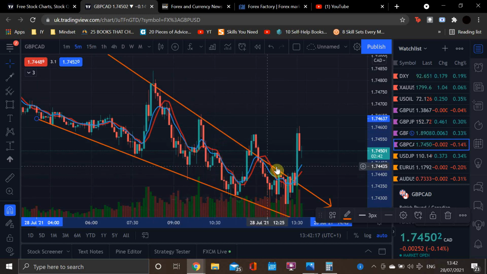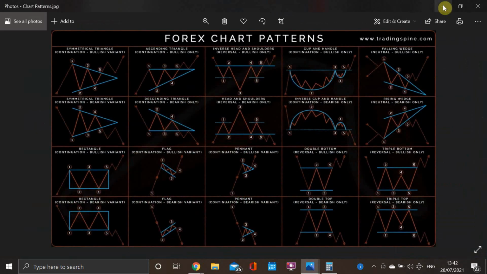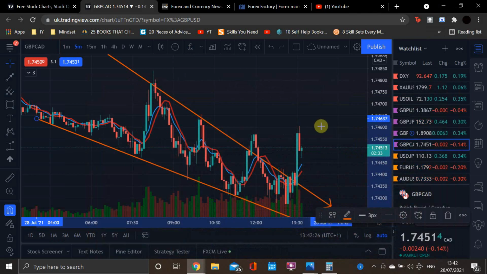Touch, touch, broke out. And I know what falling wedges are. Falling wedges going up. So we have the pattern going up. We know GBP is doing well. So maybe I jumped the gun here. So I may try get in again.